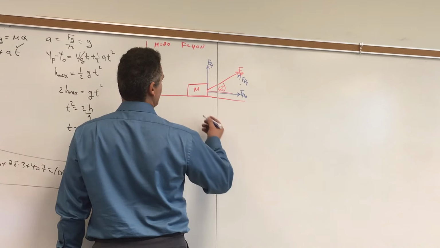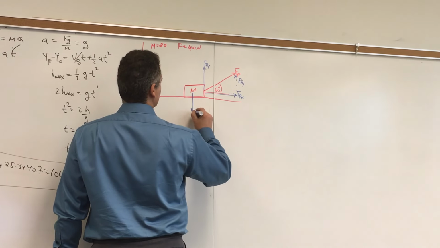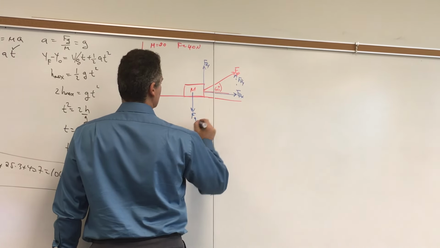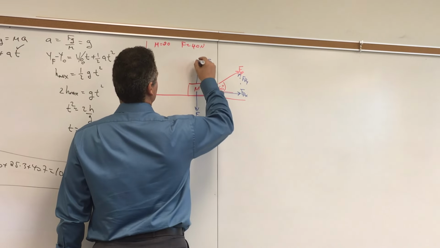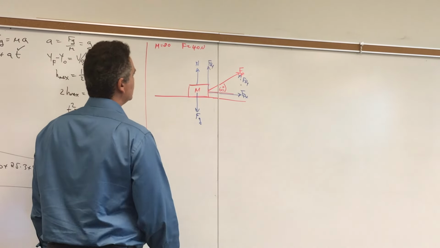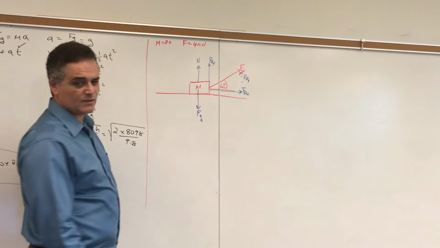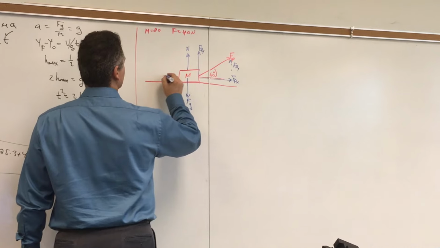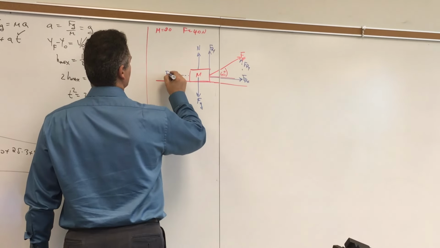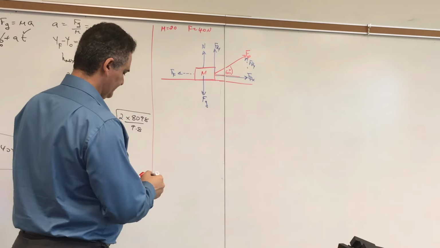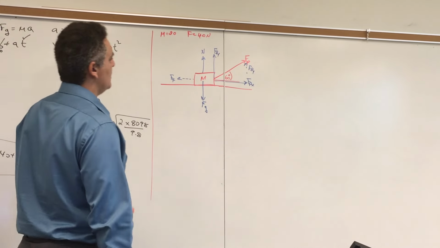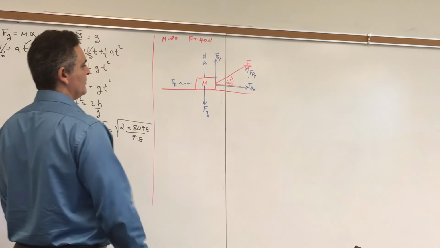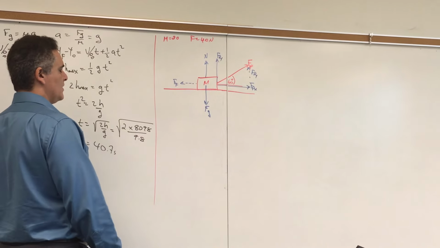Now on top of that, we have the force of gravity, right? And we have the normal force going like that. There's no friction in the first part of this, right? But if there was friction, we would put it here. Okay. So we drew the free body diagram. Remember, that's the first part. Always draw the free body diagram.